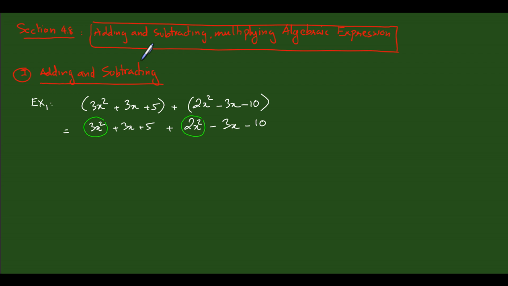The second similar term is this 3x and negative 3x here. So positive 3x and negative 3x cancel out, because 3x minus 3x is 0. So this is all gone. All I have here, similar terms, is 3x squared plus 2x squared, with the same denomination, so it gives you 5x squared. And the last term, the constant term, you combine the 5 with the negative 10, so 5 minus 10 is negative 5. So that will be your final answer.